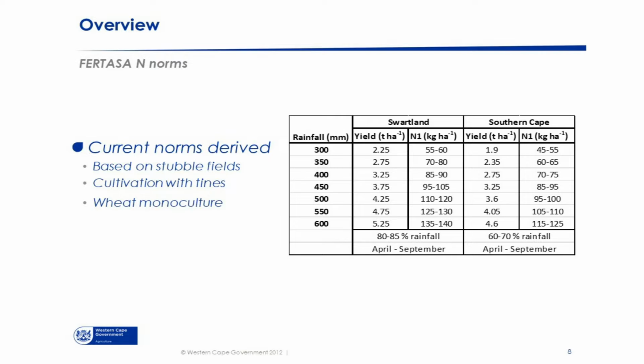So there are already guidelines available from the Fertilizer Society of South Africa, and it is widely used, but it derives from information which was related to stubble fields, cultivation with tines, and wheat monoculture. Through the years, the people have adapted this and incorporated the possibility, the increase in carbon content and the increase in nitrogen availability.